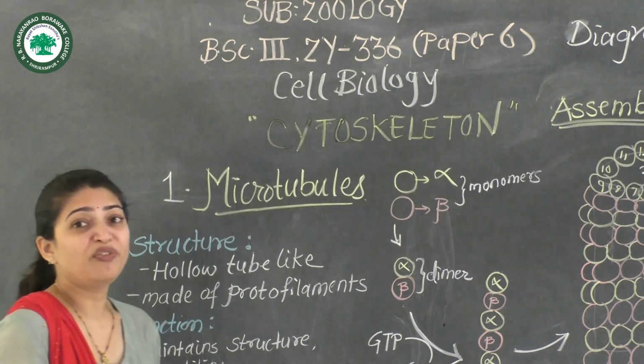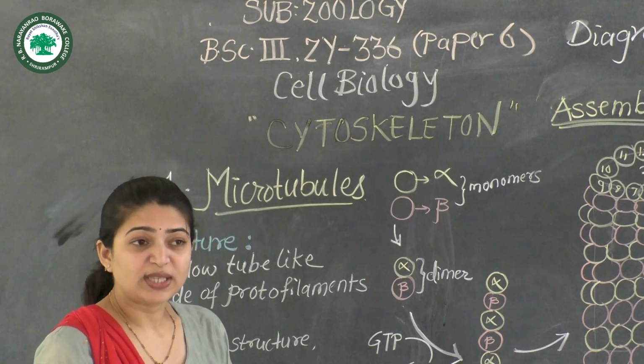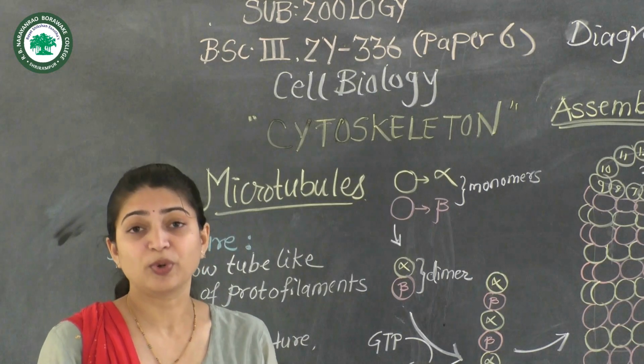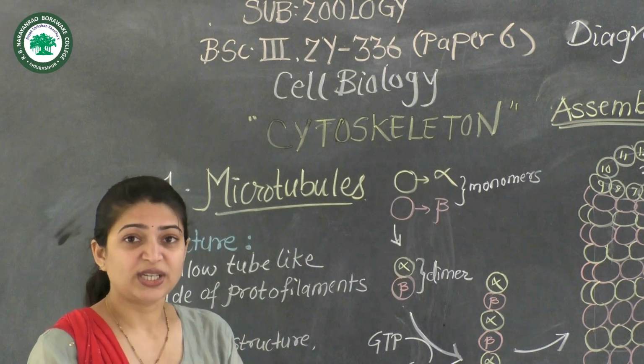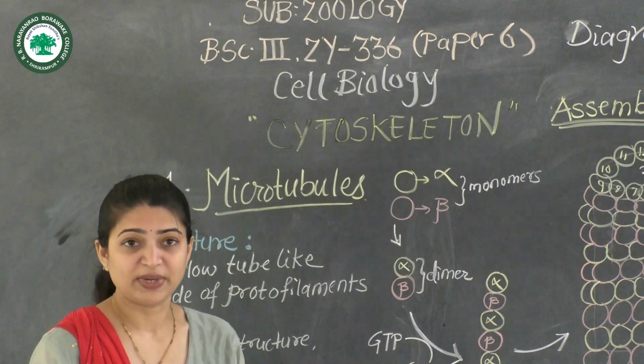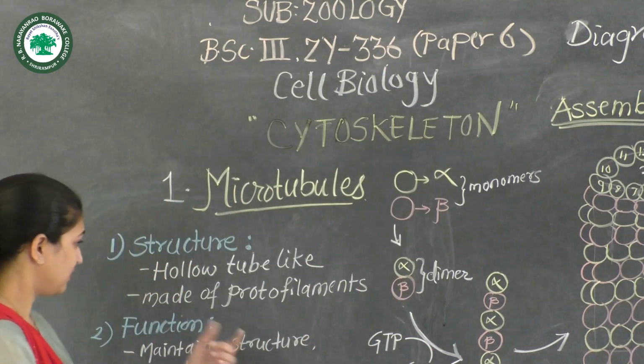It is made up of protofilaments. So this microtubule is made up of some proteins called tubulins, which then form the protofilaments. Okay, we will look at this in the next few minutes.